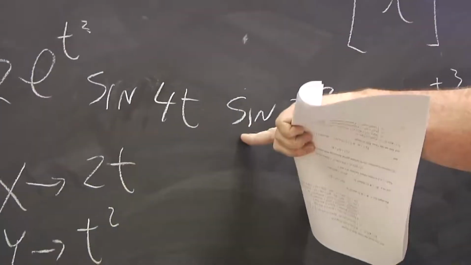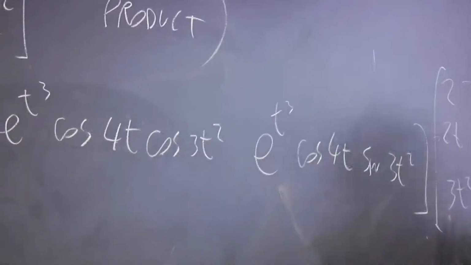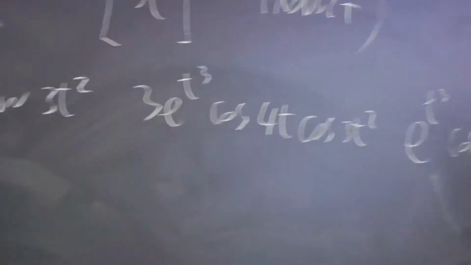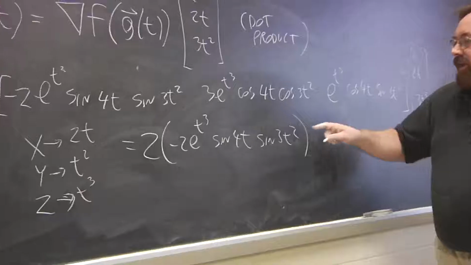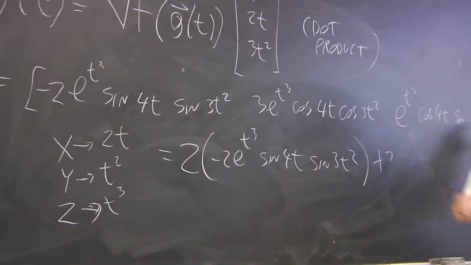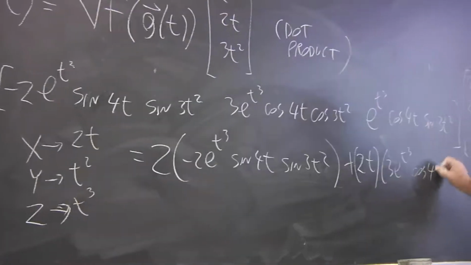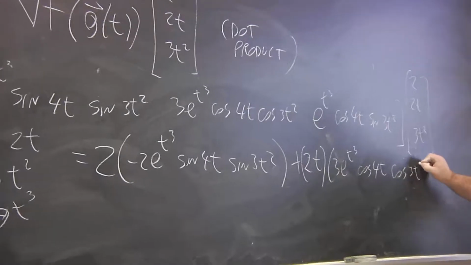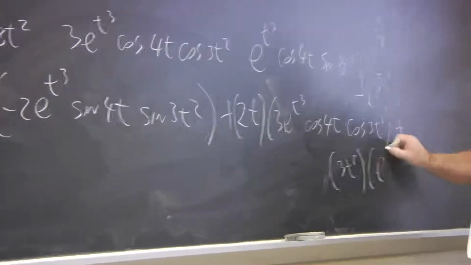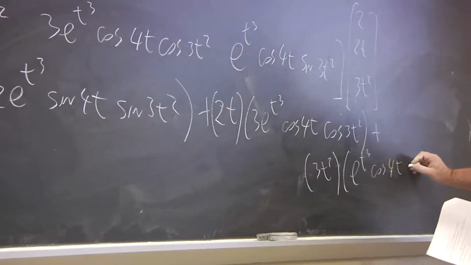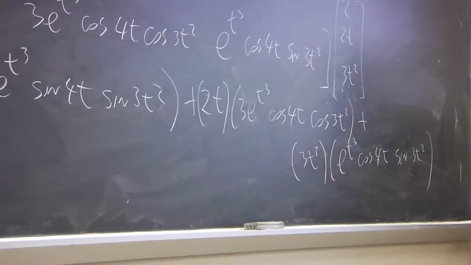So now we can multiply corresponding components of this times this, this times this, and add them all up. That's what the dot product does. That's what the matrix multiplication is looking like in this case. So what we get is 2 times the derivative with respect to x, plus 2t times the second component, 3e to the t cubed cosine 4t cosine 3t squared, plus 3t squared, the third component of this, times this, e to the t cubed cosine 4t sine 3t squared. And then you can simplify all that if you really want to.